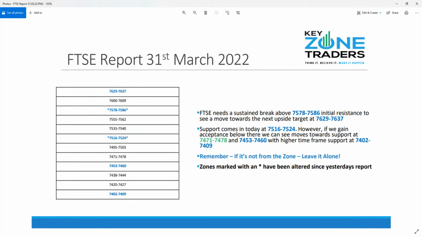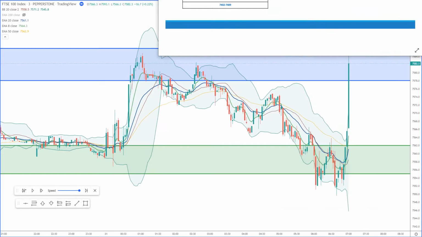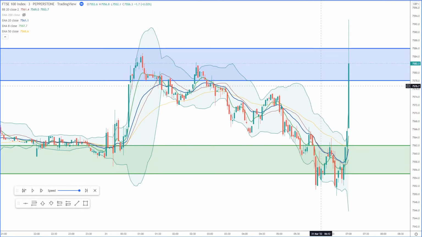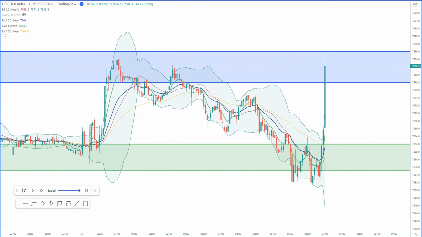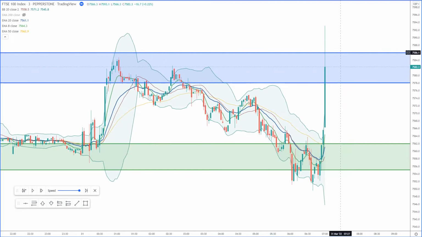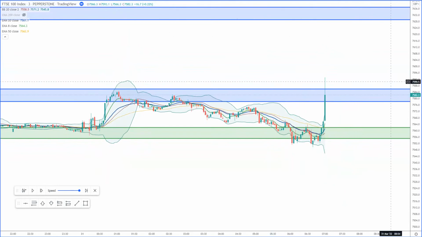We said that the FTSE needed a sustained break above 75.78 to 86 initial resistance to see a move towards the next upside target at 76.29 to 76.37. And now we're going to have a look at how price reacts to that as support and then resistance, and the difference in the price action, which gives you the clue as to how it's communicating different things to you in the market. So we wanted to gain acceptance above this zone here to see a move higher towards this zone up here.